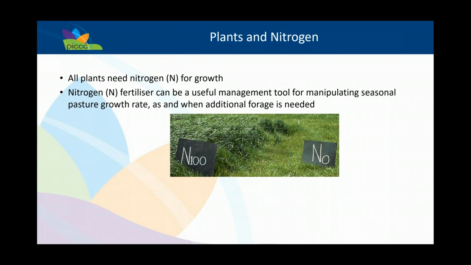So there are times of the year, like in the peak of the spring, where there's a lot of nitrogen coming out of the legumes, and there's a lot of nitrogen that could be coming out of the soil organic matter. You might not need to boost that pasture with nitrogen.